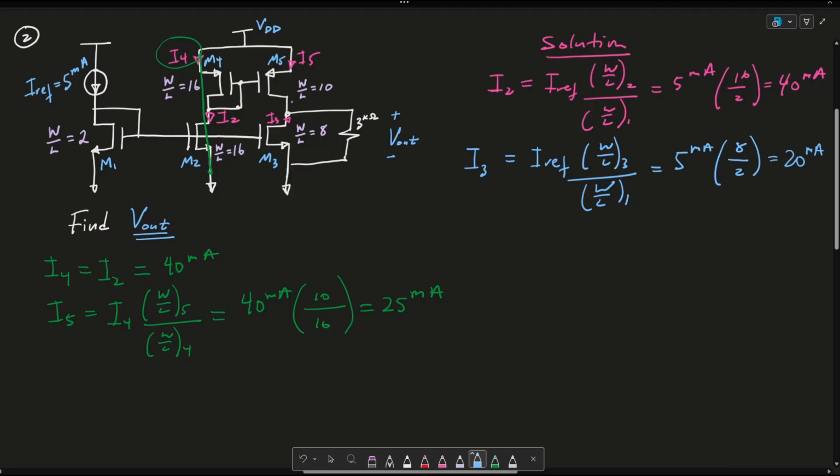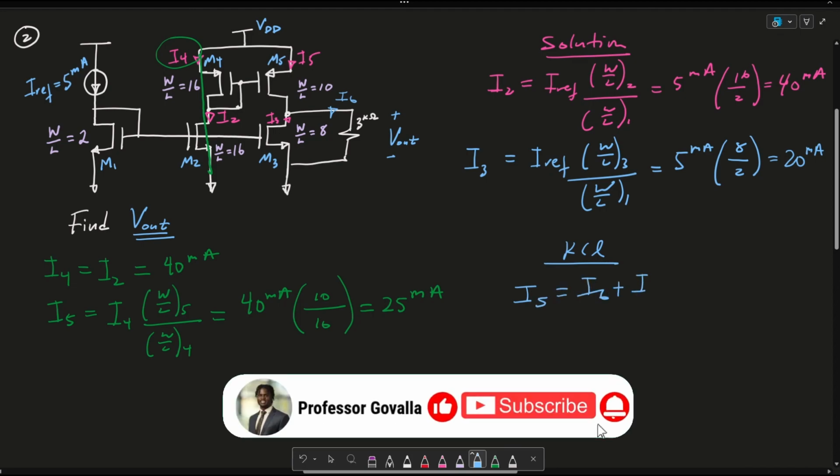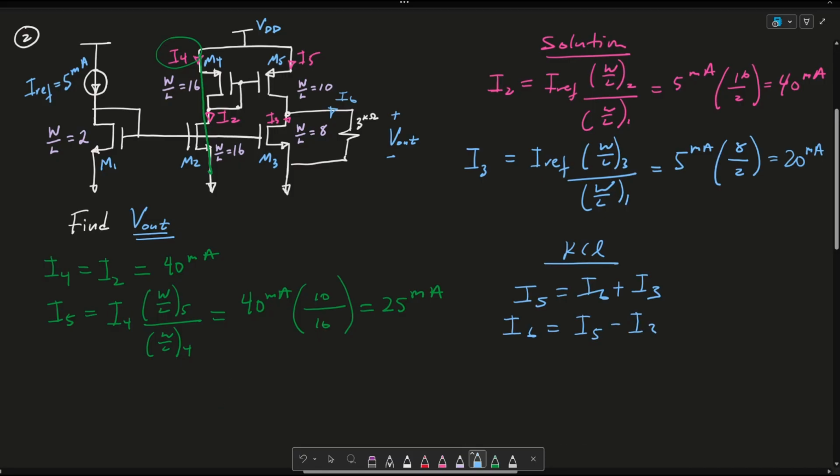So now we pretty much know everything to solve the problem, but just to be clear, this current here, I5, splits into two currents, specifically I6 and I3. So then we can use KCL, and we could say then that I5 is equated to I6 plus I3, or that I6 is equated to I5 minus I3, or I5 is 25 milliamps minus I3, which is 20 milliamps. So then this is equated to 5 milliamps.